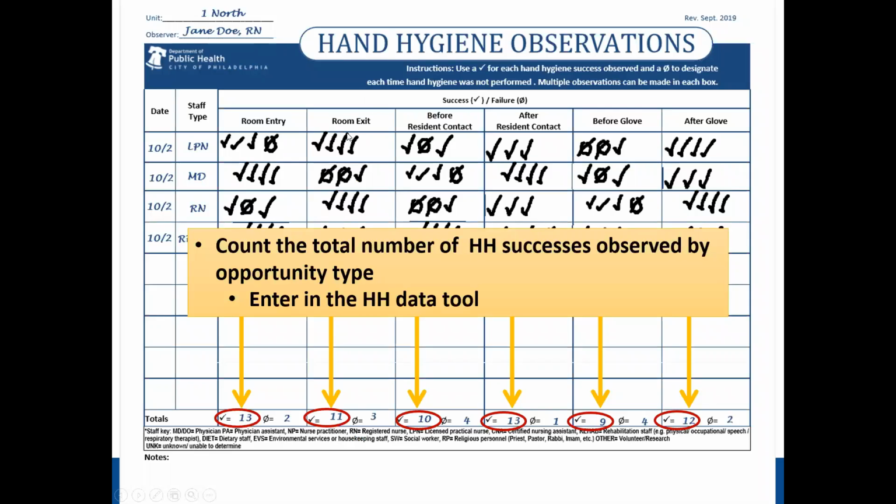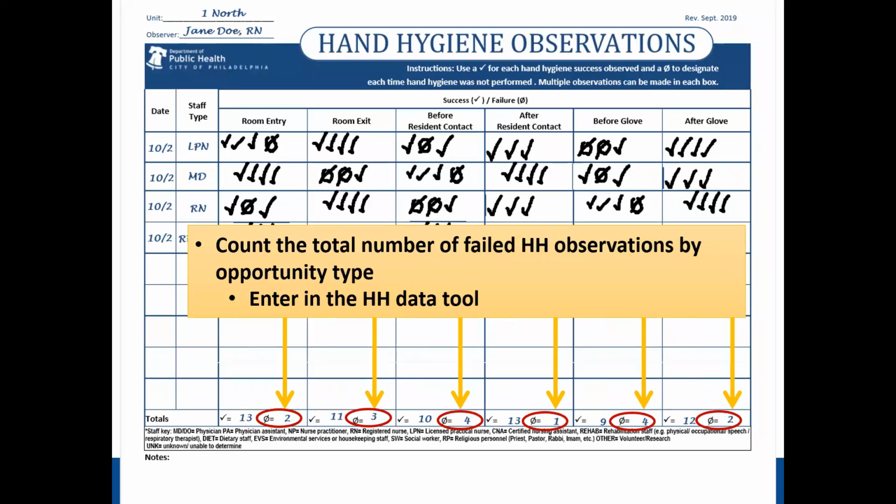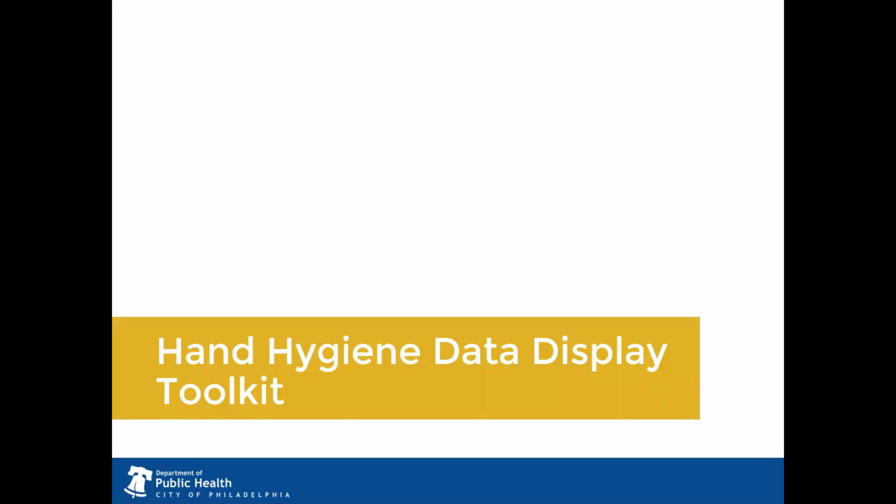And for the other hand hygiene sheet, as we already went over, it already tallies it up for you at the bottom. So you can count the total number of hand hygiene successes observed by opportunity type, and you will enter that in the hand hygiene data tool, which we'll show next. And you could count the total number of failed hand hygiene observations by opportunity type and also enter those in the tool.